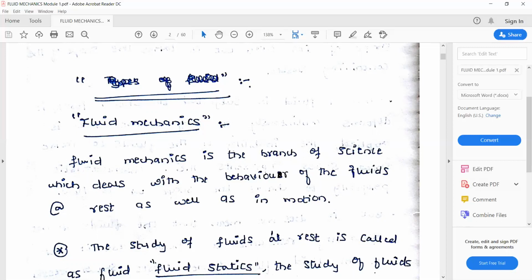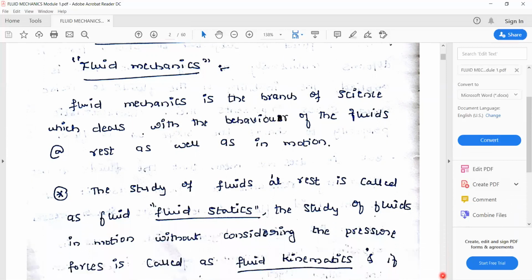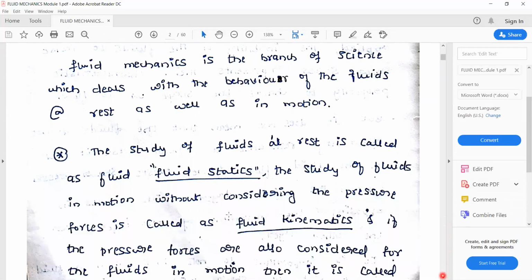Then, the different types of fluid mechanics. Just now I told you: fluid statics, fluid kinematics, and fluid dynamics. So, what is fluid statics? The study of fluids at rest is called fluid statics. That means fluid statics is nothing but the study of the behavior of the fluid whenever the fluid is at rest.